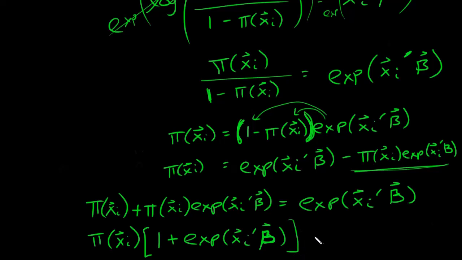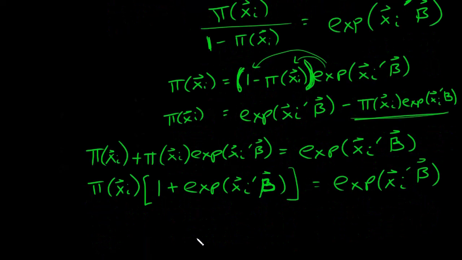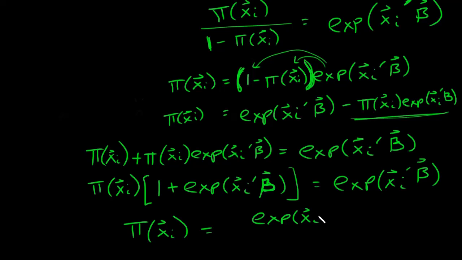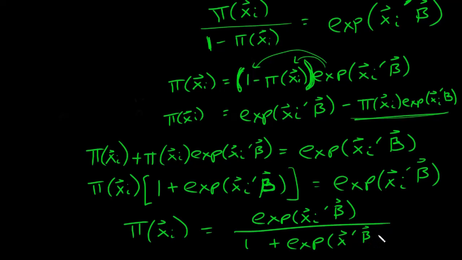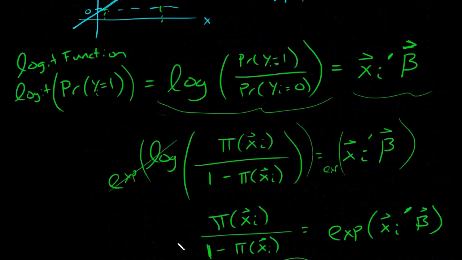Okay, we're almost there. Now to solve for pi of xi, I just need to divide both sides by this piece here. So I have pi of xi equals e to the power of xi transpose times beta in the numerator, divided by 1 plus e to the power of xi transpose times beta. Okay, so I've solved for pi of xi.